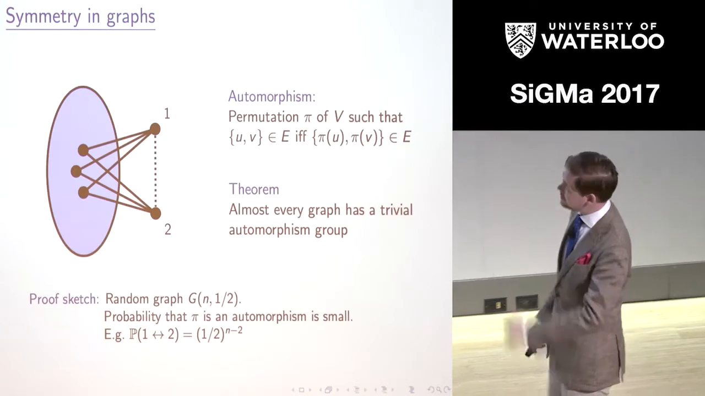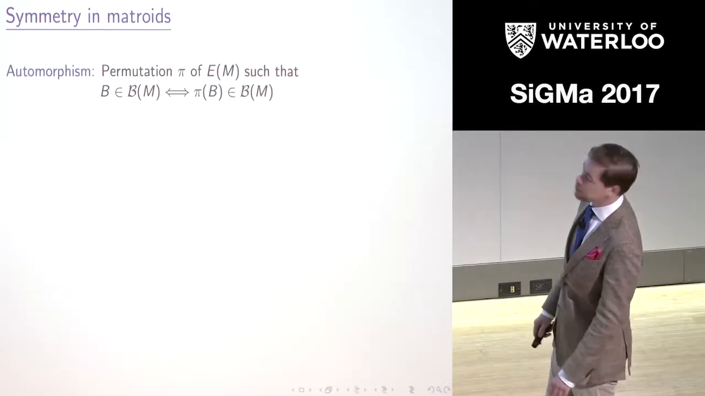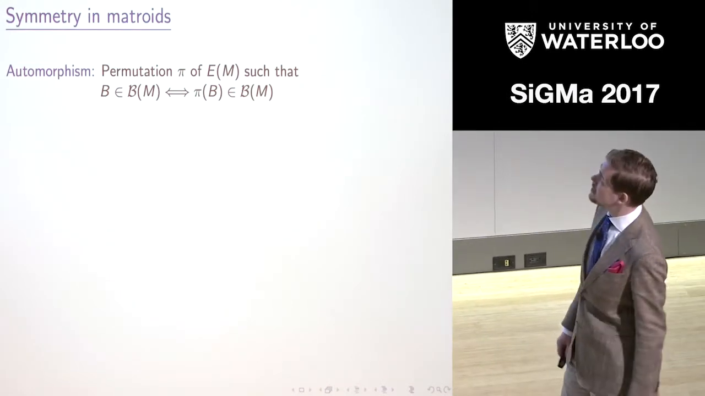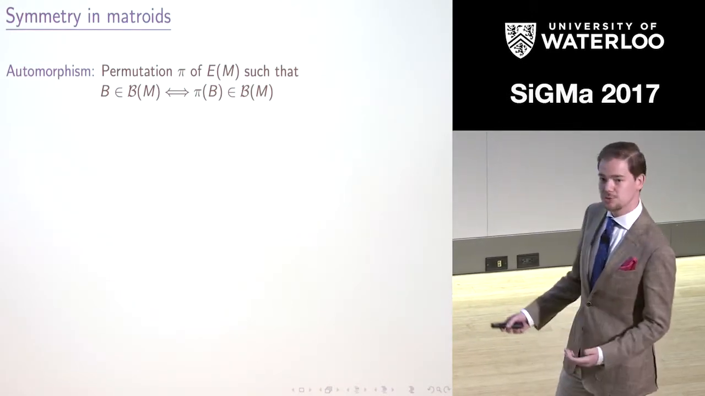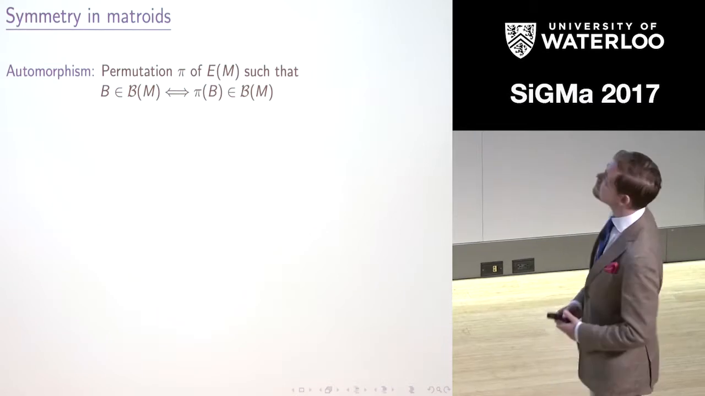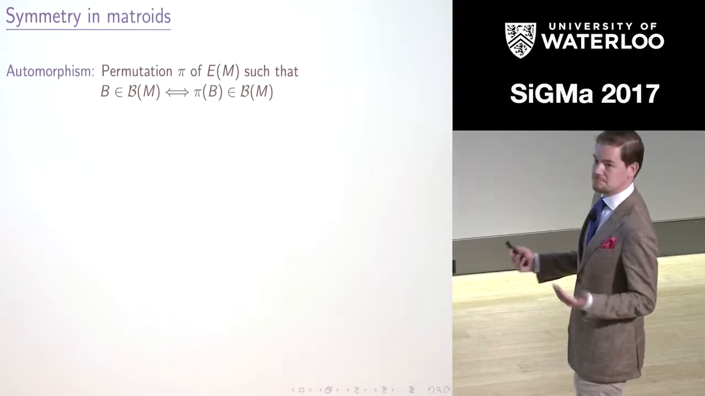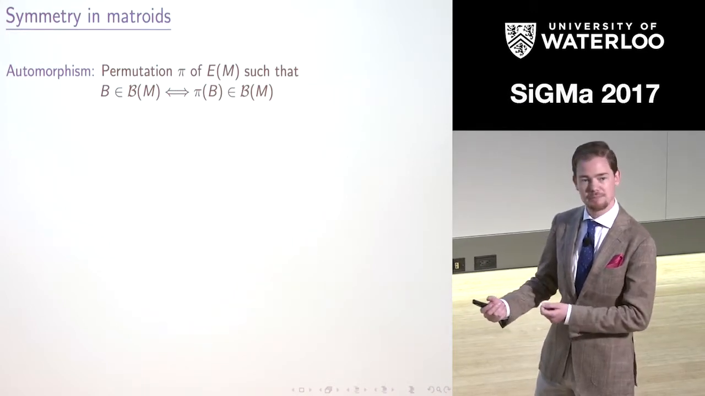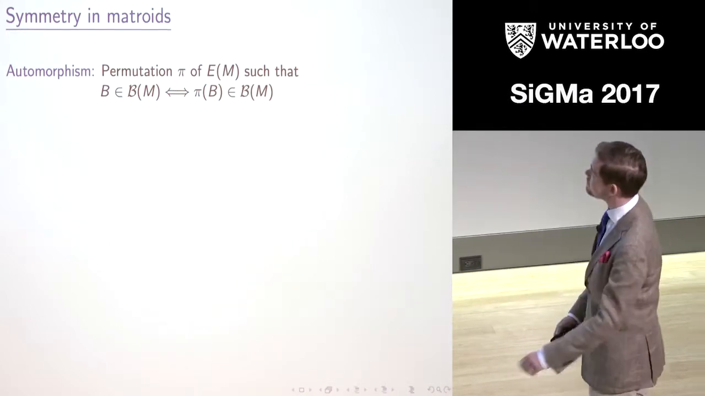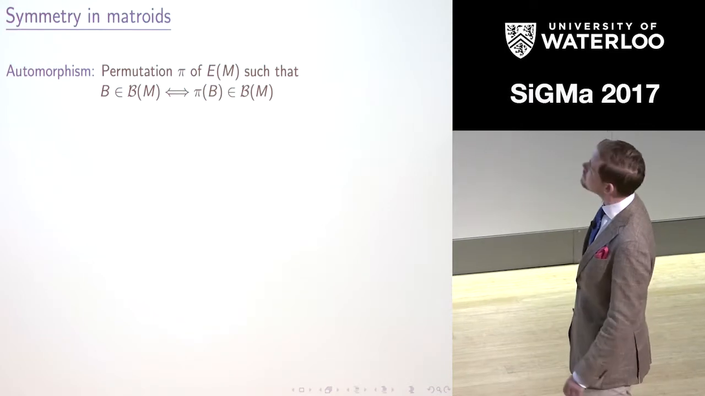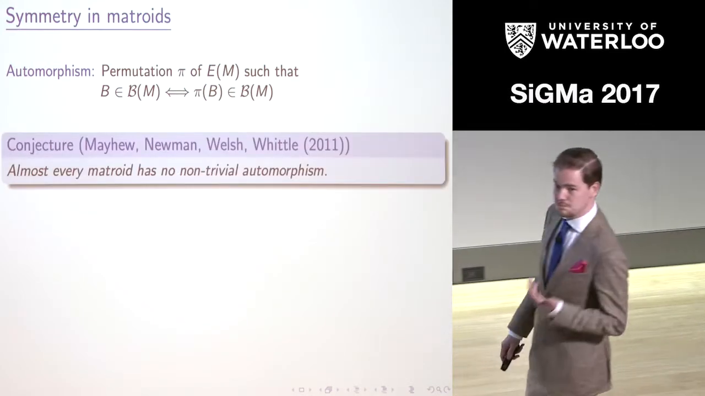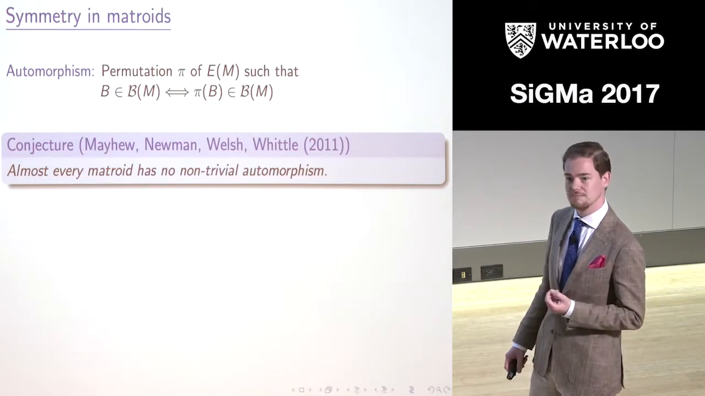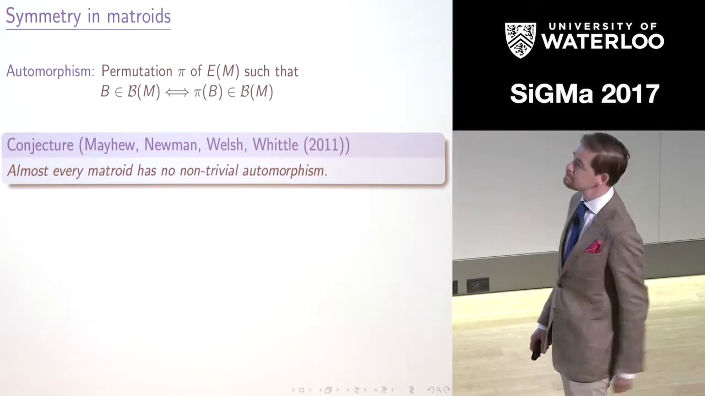So this is just for graphs. What I want to do is talk about matroids. So we have a notion of automorphism in matroids, where we again have a permutation, which is now a permutation of the ground set, where any set is a basis if and only if its image under pi is a basis. And again, we call a matroid symmetric if the trivial automorphism is the only one.